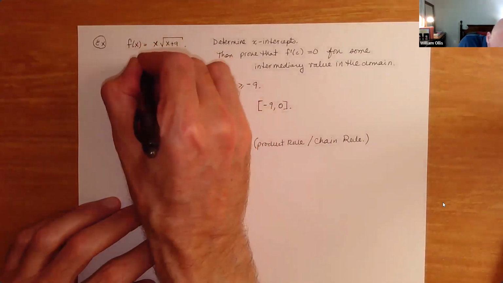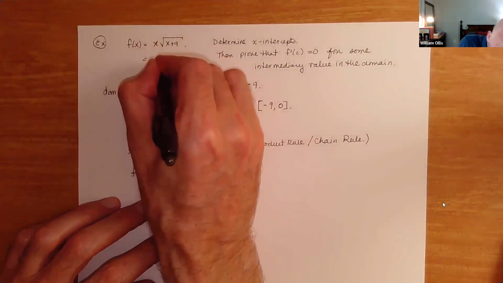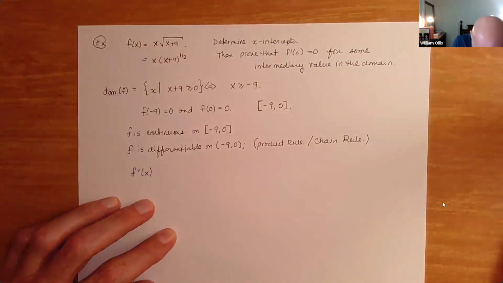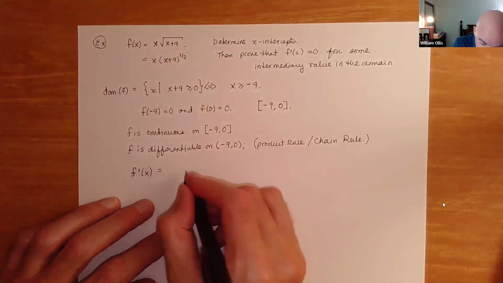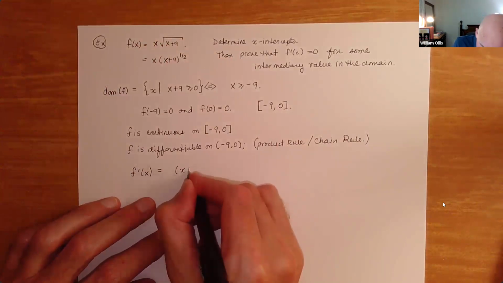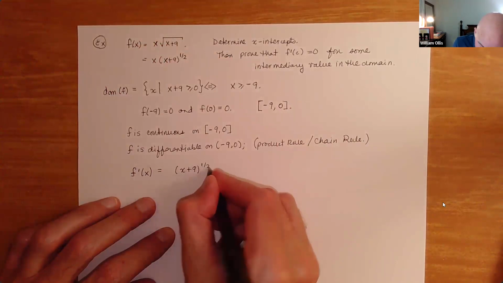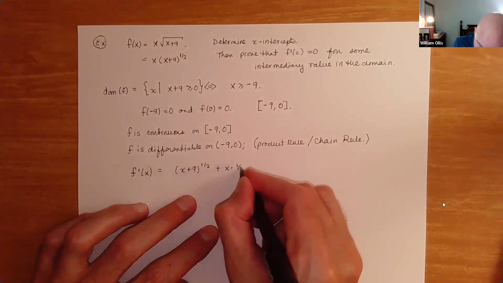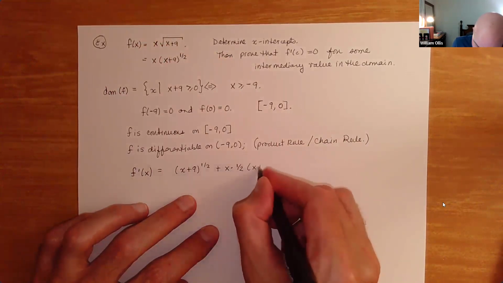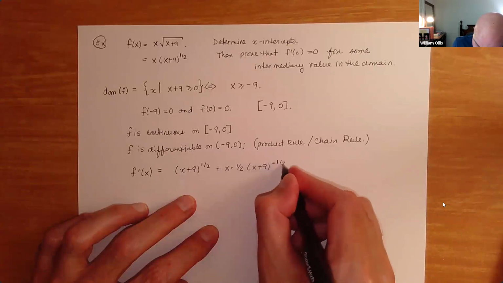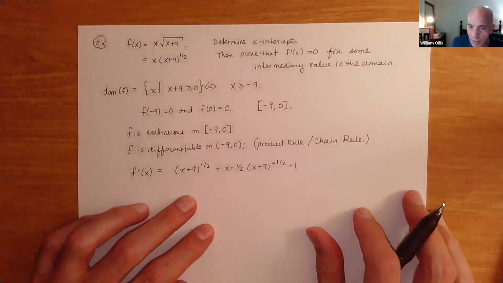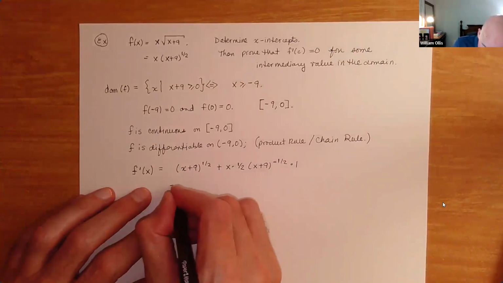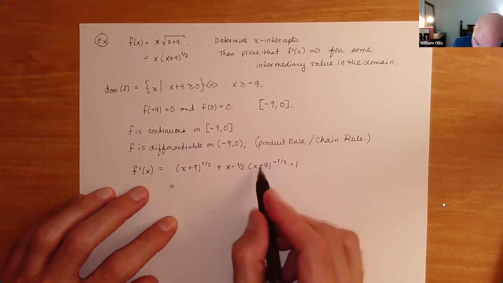Now, if you like, we can just write this with the 1/2 power. So now by the product rule, the derivative of x is just 1. So we just have (x plus 9) to the 1/2 power plus x times, now we apply the chain rule or the generalized power rule, 1/2 (x plus 9) to the -1/2. And of course, the derivative of the inner function is just a 1, just so we remember that by the chain rule.